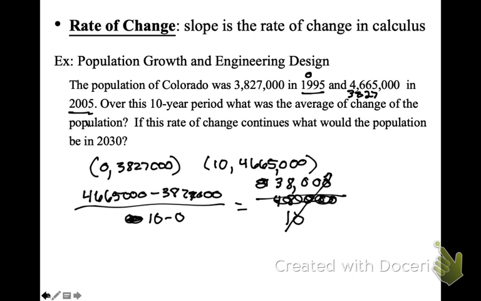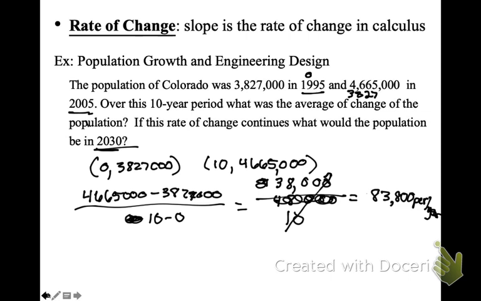So, in 1 year, it is increasing by what? 83,800. That's per year? Yes. So that's my slope. So if it's increasing approximately 83,800 per year, what is the population in the year 2030? Start with the 2005 numbers and then move up 25 following that rate.